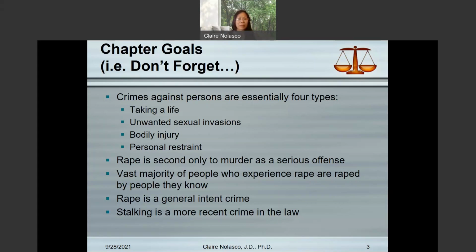Second point we should consider is that rape is second only to murder as a serious offense. Third, the vast majority of people who experience rape are raped by acquaintances. Fourth, rape is a general intent crime. And fifth, stalking is a more recent crime in the law.